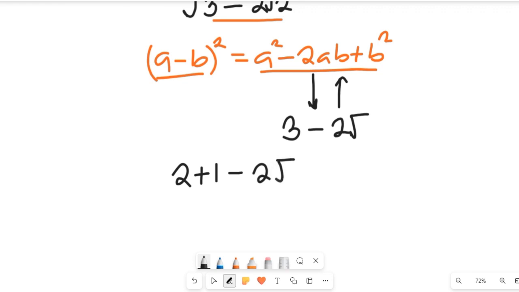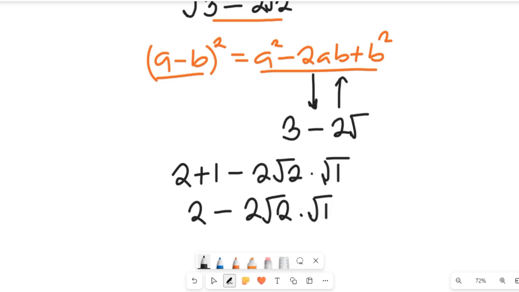2 root 2, right? And 2 root 2 can also be multiplied by root 1, because root 1 is still 1, and 2 root 2 multiplied by 1 will still give us 2 root 2. So this will give us 2 minus 2 root 2 multiplied by root 1, and this will be plus 1.